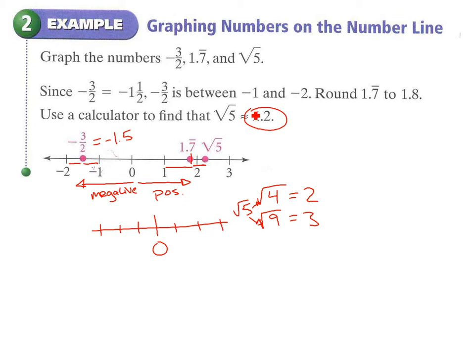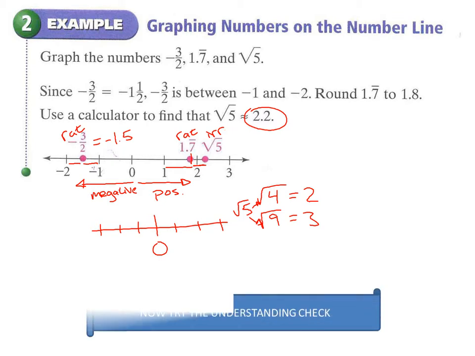Okay. Quick check on this one. -3/2, this would be rational. 1.7 repeating would be rational because it repeats, but then the square root would be irrational. Since it's 2.2, that decimal doesn't stop. If you look on your calculator, it's going to keep going. All right, your turn. Try problem understanding check 2.